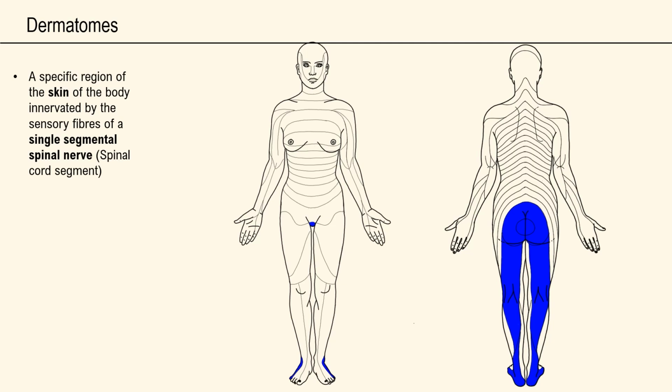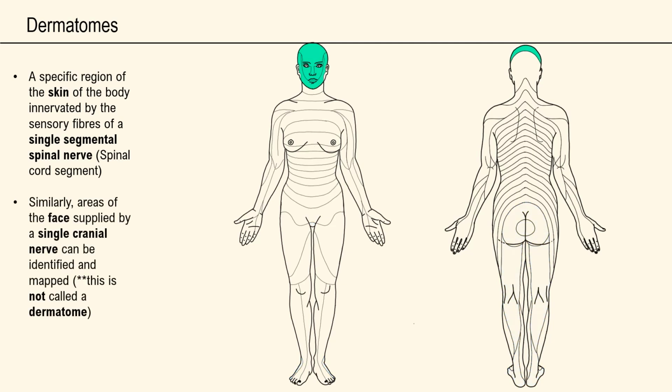Similarly, the face is also patterned, but these are not called dermatomes. The pattern of the facial skin is determined by the three branches of the trigeminal nerve: the ophthalmic, the maxillary, and the mandibular.